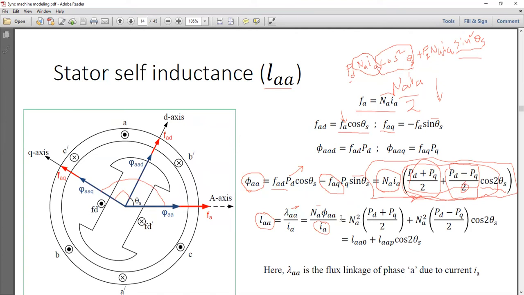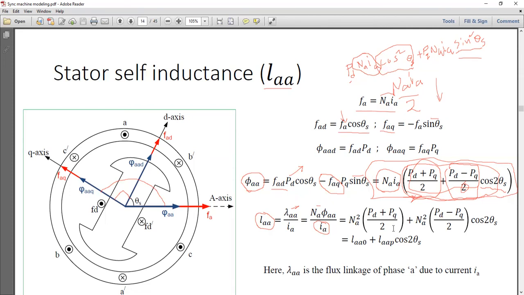Lambda equals N phi. And then you see there is IA at the denominator, and there is IA in the numerator part. So those IAs will be cancelled out. There is NA in the phi A expression, and there is another NA in the LAA equation. So they will become NA squared, and the remaining part will be there. So the final expression for LAA would be NA squared (PD plus PQ) over 2 plus NA squared (PD minus PQ) over 2 cosine of 2 theta s.